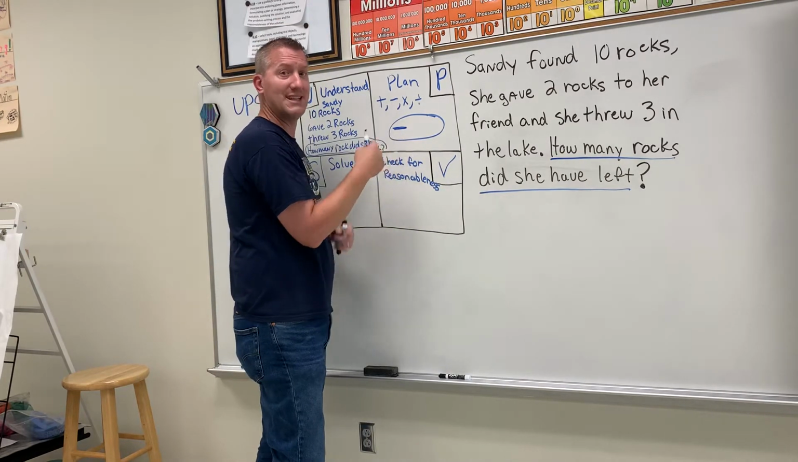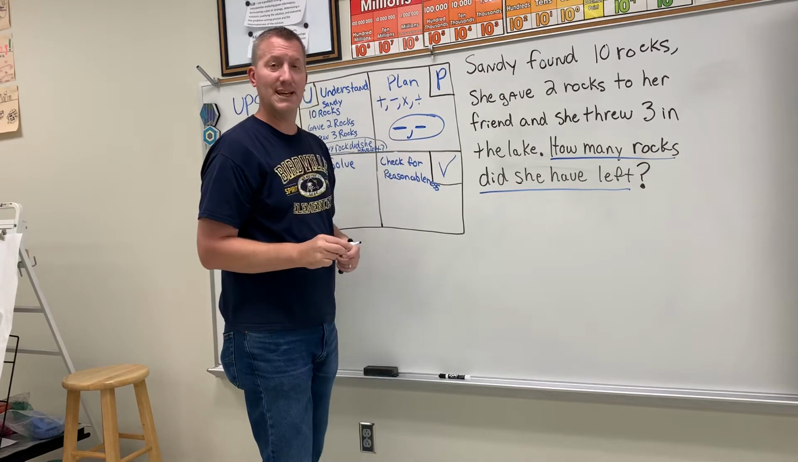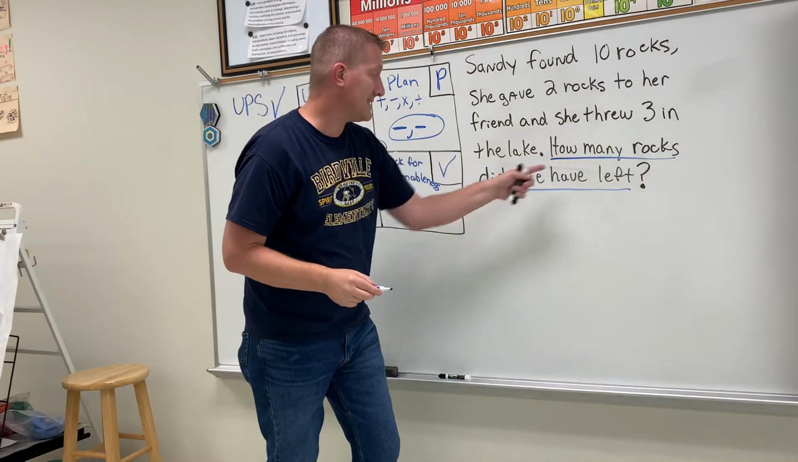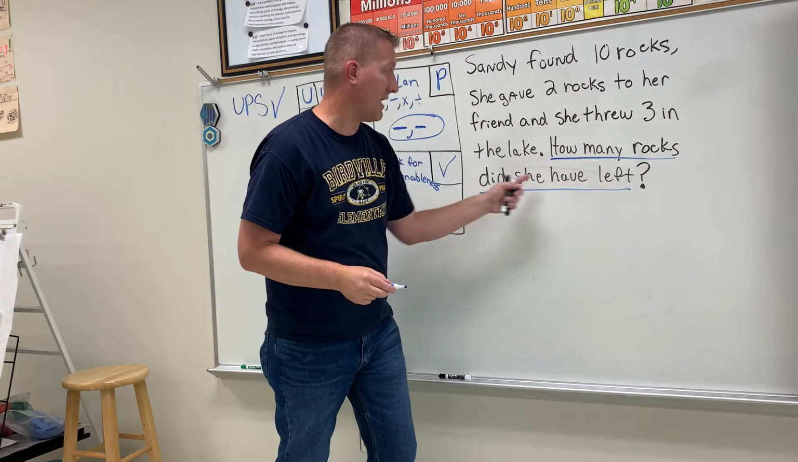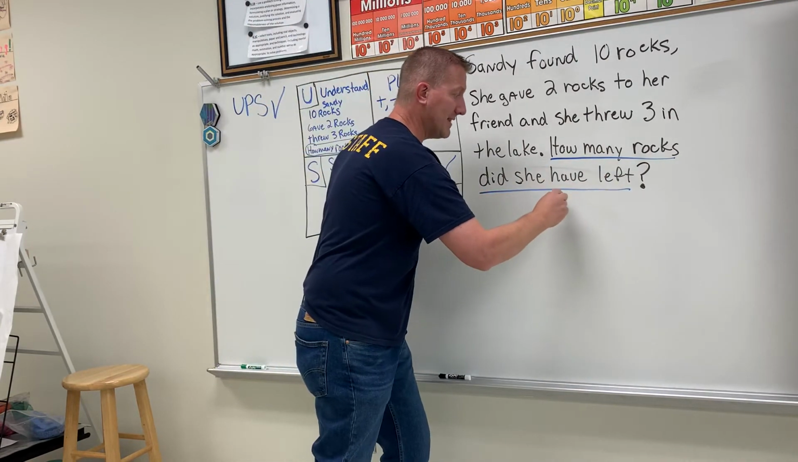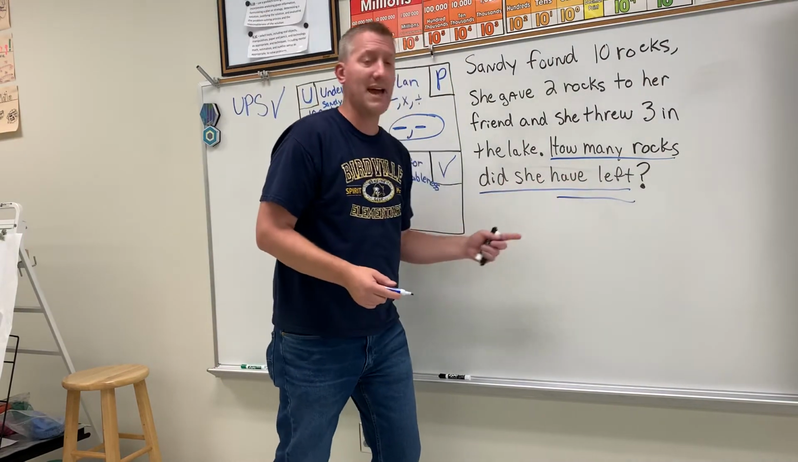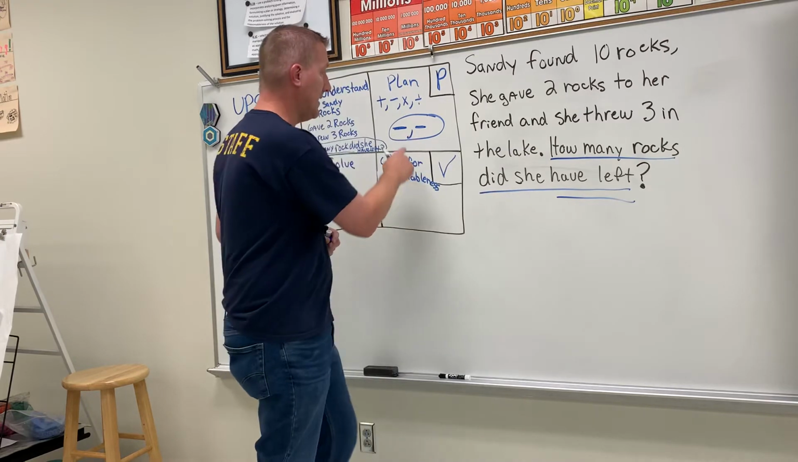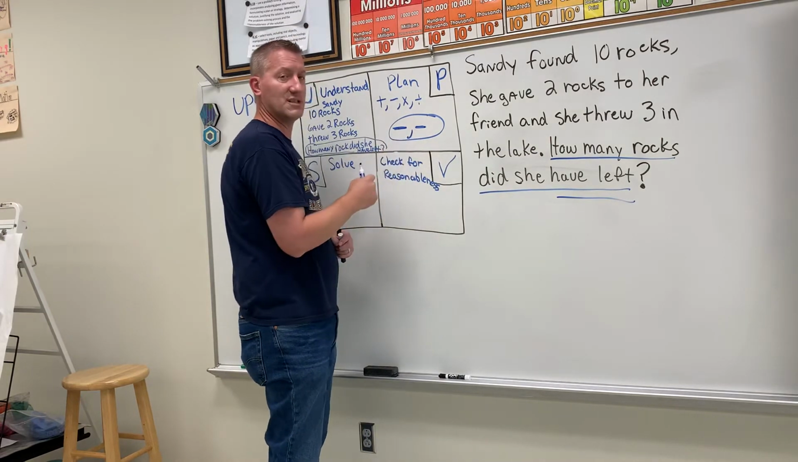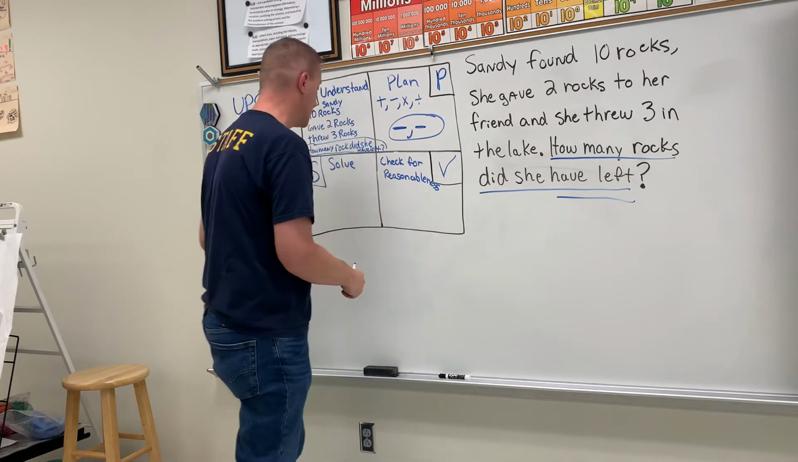You're subtracting again, right? You're subtracting again. And then it says, how many rocks does she have left? Okay, that's a clue right there, have left, that you're going to subtract. When you see have left, that's a big clue. And you already know that you're going to subtract. So your plan is you're going to subtract 2 different times.